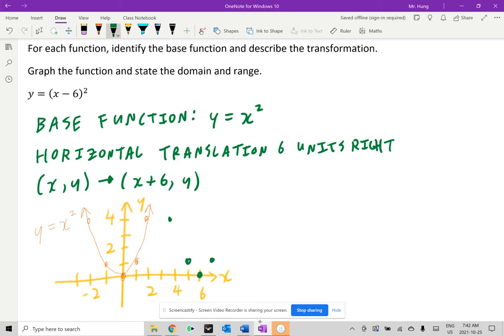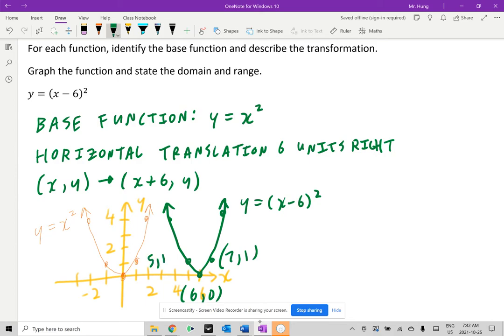And what you'll notice is the graph looks roughly speaking something like this. Now, of course, you can always label these points. So for example, you can label this point to be (6, 0). This would be (7, 1). This would be (5, 1). This would be (8, 4). And that's going to be (4, 4) respectively.